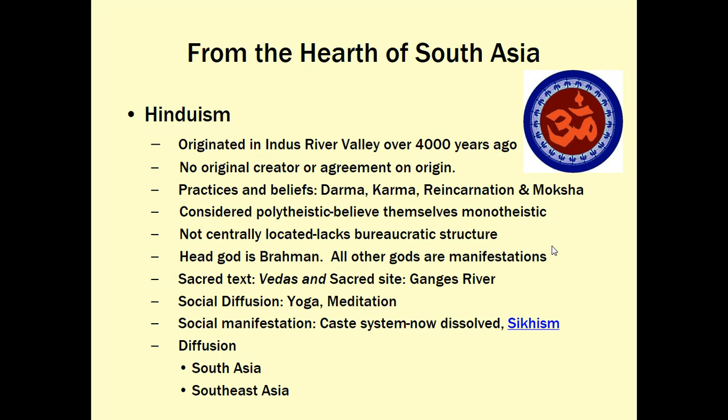And that's what makes Hinduism so hard to teach you guys, because I can't just say, here's the 10 Commandments, and here's the person that gave them, and this is what it means. It just doesn't work that way in Hinduism.